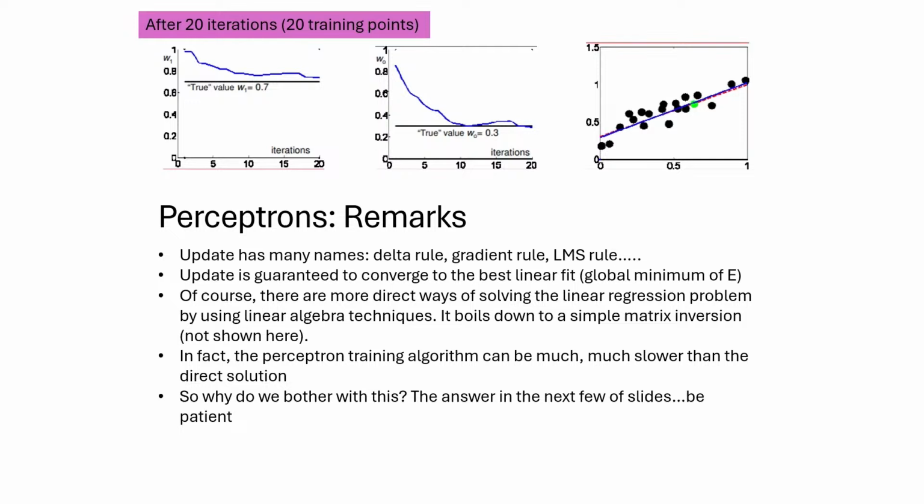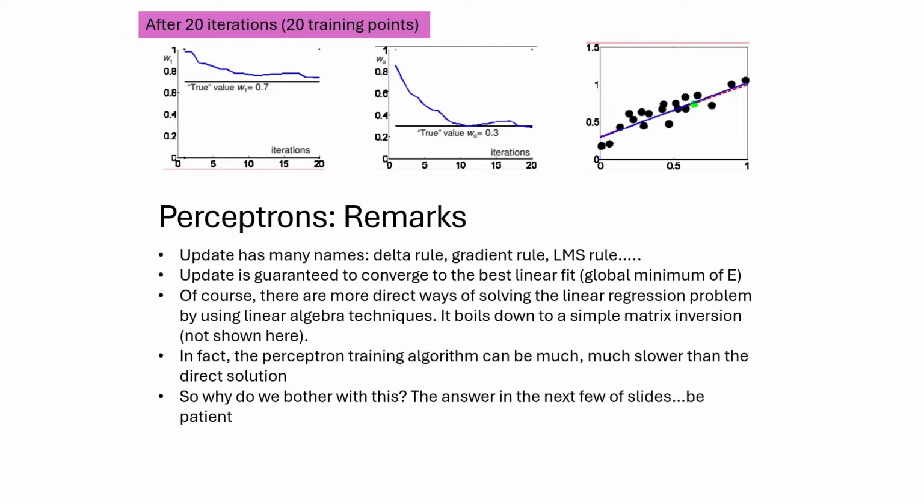The update is guaranteed to converge to the best linear fit, so the global minimum of error. It does not matter what rule you apply. Of course, there are more direct ways of solving the linear regression problem, as I said a moment ago, using numerical methods. It boils down to a simple matrix inversion, not shown during this lecture.